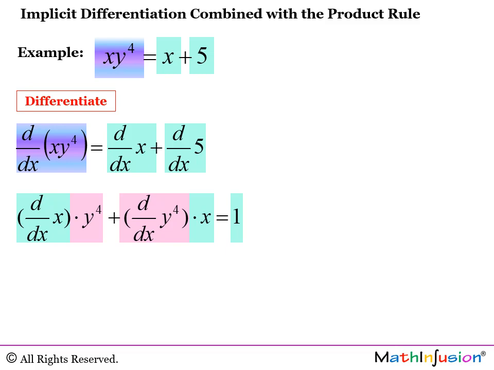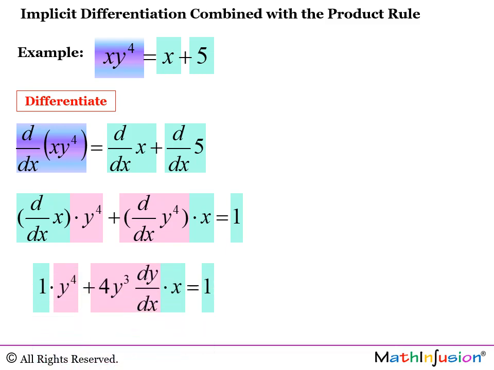We have to differentiate d/dx of x, which is 1, and we have to differentiate y to the 4 using the chain rule. We are going to get 4y to the power of 3 dy/dx. And now we're going to put everything together. And we get 1 times y to the power of 4 plus 4y to the power of 3 dy/dx times x equals 1.